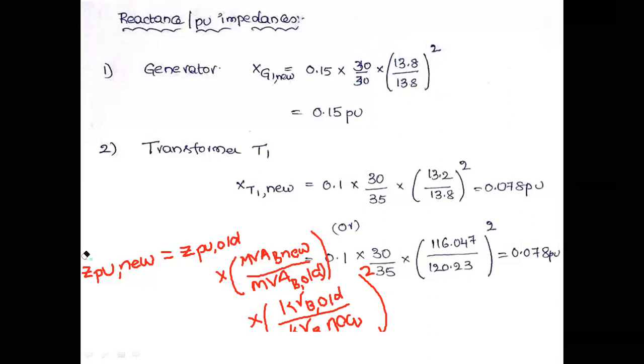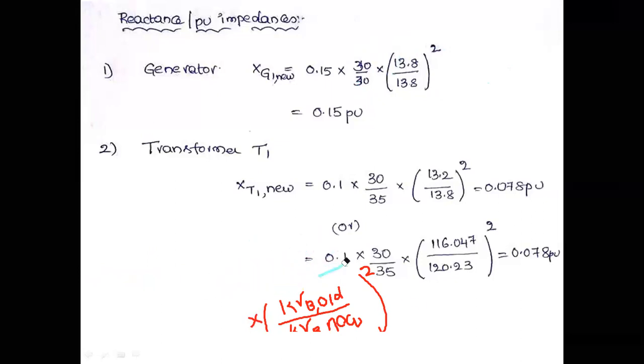Okay, now you just remember this formula. After the generator, the next component is the transformer. See here, I have taken the primary winding voltage and also the secondary winding voltage. You please do remember that. You can consider any of these two, right? The next one is transformer T1, so XT1 new.